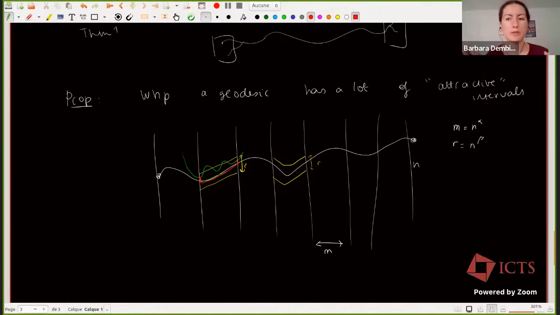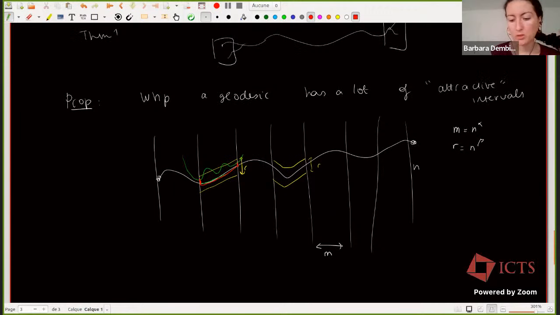So roughly this is what an attractive interval is. Another way to phrase that is that the geodesic is a highway locally. It means all the other possible paths around the geodesic are much worse, so that when you want to travel in the neighborhood of here, you just want to always take the highway. The small roads are not efficient enough. And so we have a proposition that says that a geodesic has many attractive intervals.